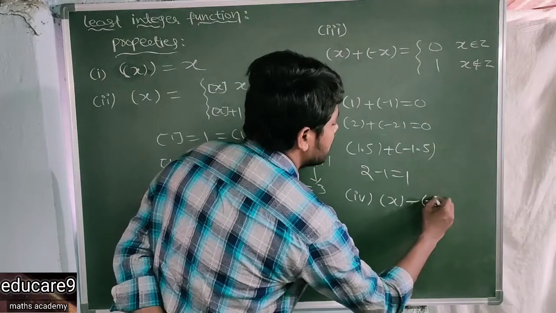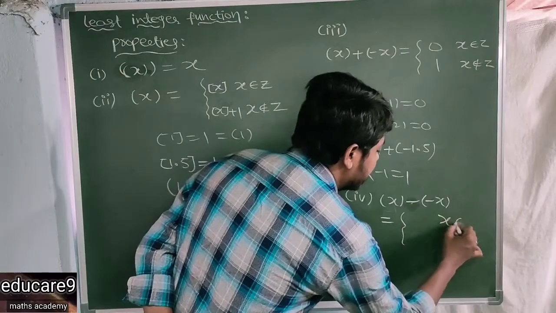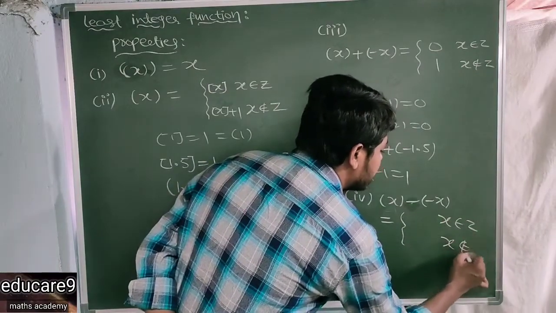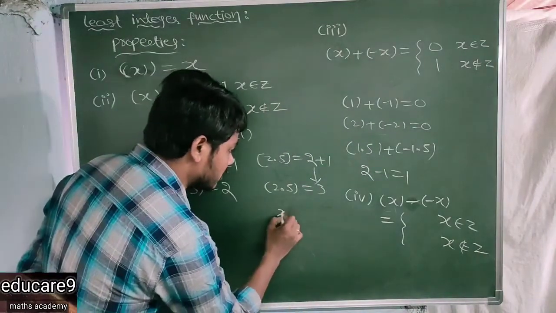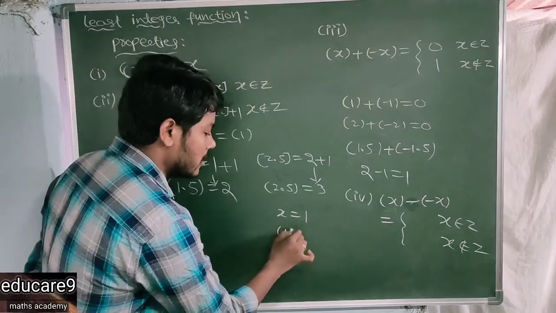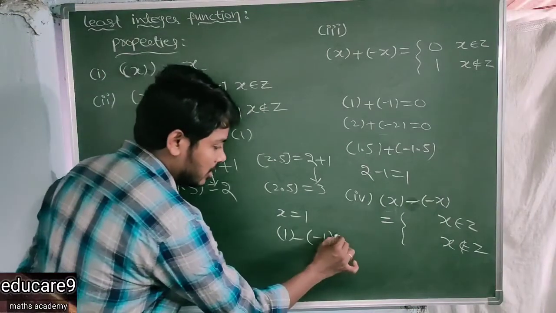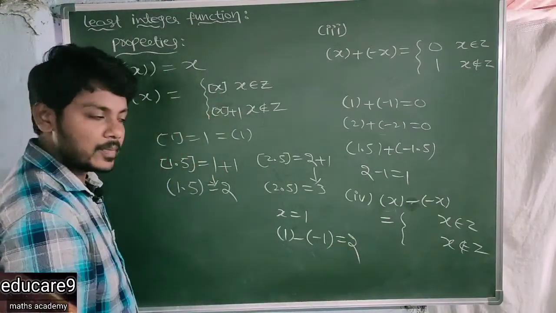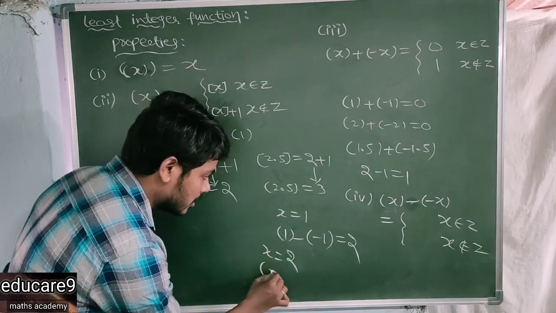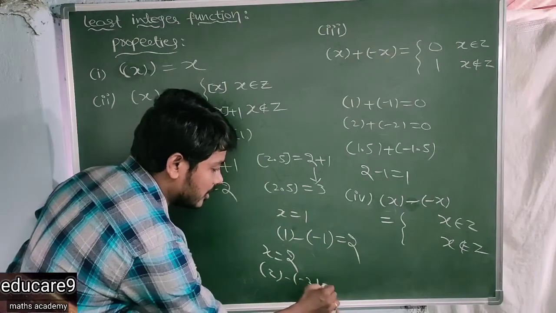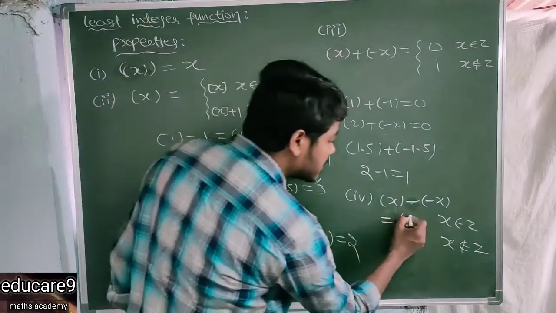Function minus of least integer function. Here x is an integer and x is not an integer. Now substitute here. If x is equal to 1, so least integer function of 1 minus of minus 1, what is this value? 2. For example, x is equal to 2, so what do you get? 2 minus of minus 2, you get 4. So simply you will get 2x.